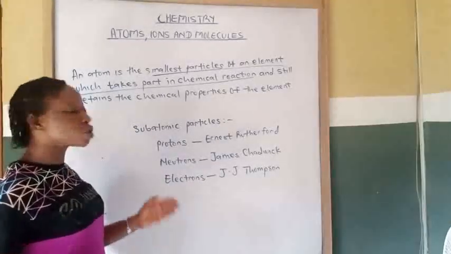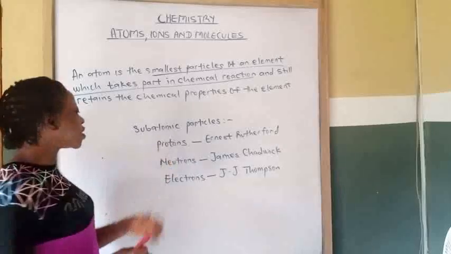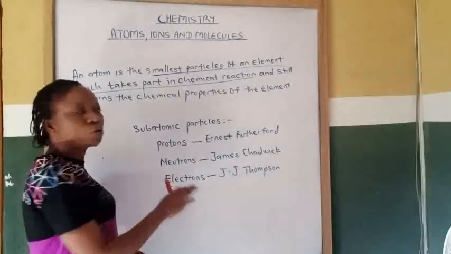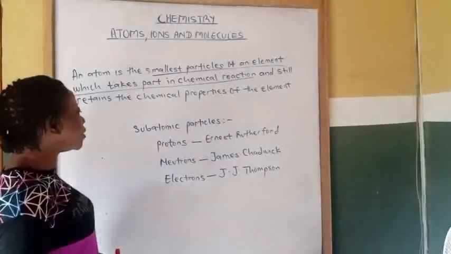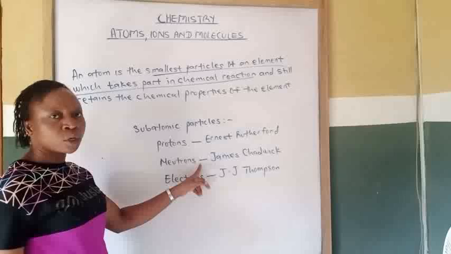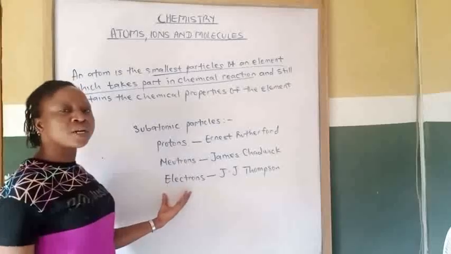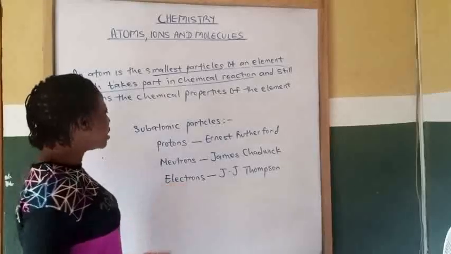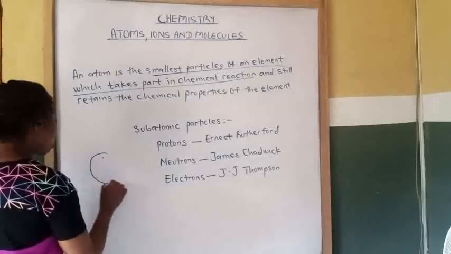Which leads to what we call the structure of an atom. The proton is positively charged. The neutron is neutral, so it has no charge. The electron is negatively charged. The mass of a proton is 1, which is equivalent to the mass of a neutron, while the mass of an electron is about 1 over 1840. So these subatomic particles lead to the structure of an atom.